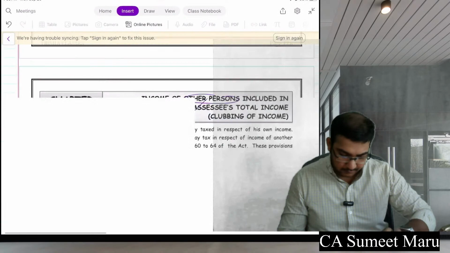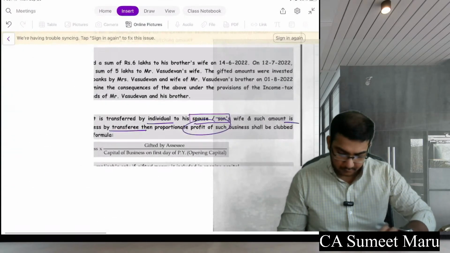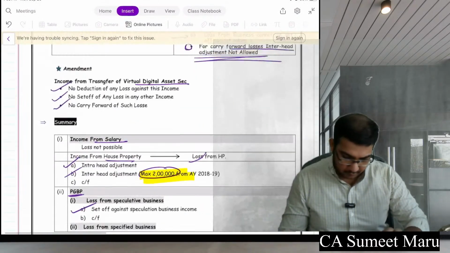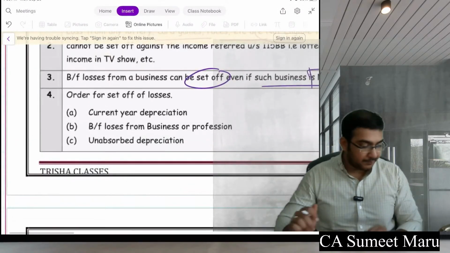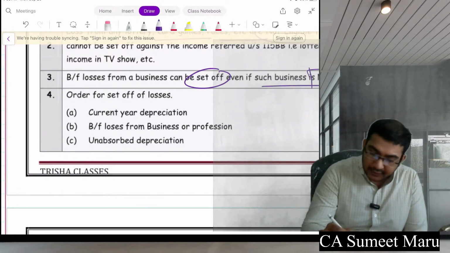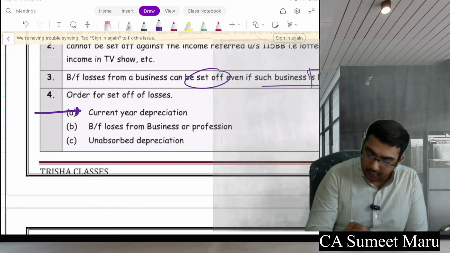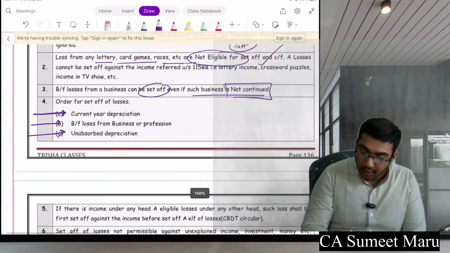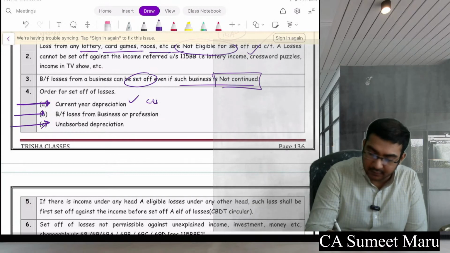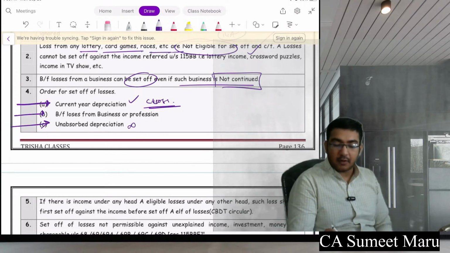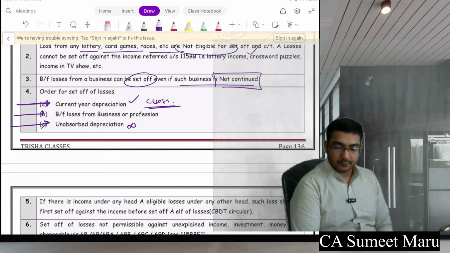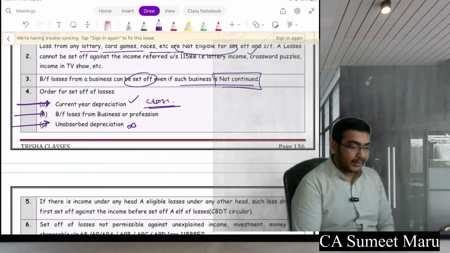I've just given it somewhere. Yeah, see, Kirti, here. Always you set off first current year depreciation, current year losses as well, then brought forward losses, and then unabsorbed depreciation, because unabsorbed depreciation can go on for infinite years. Got it, Kirti?